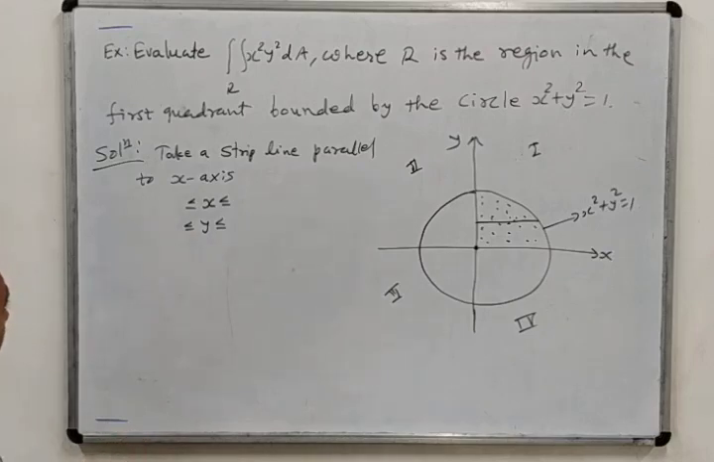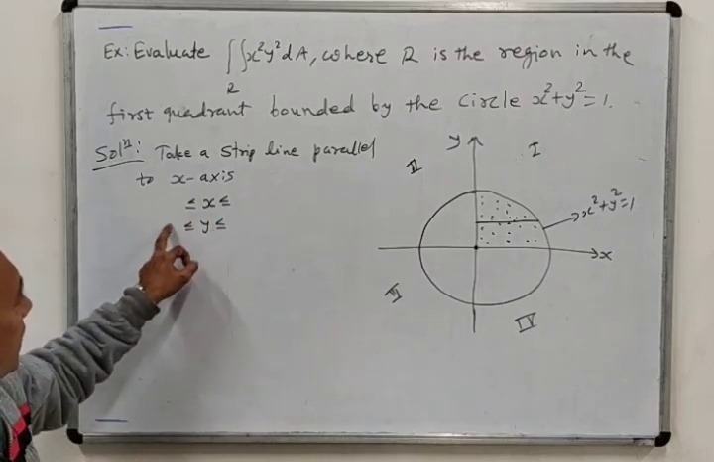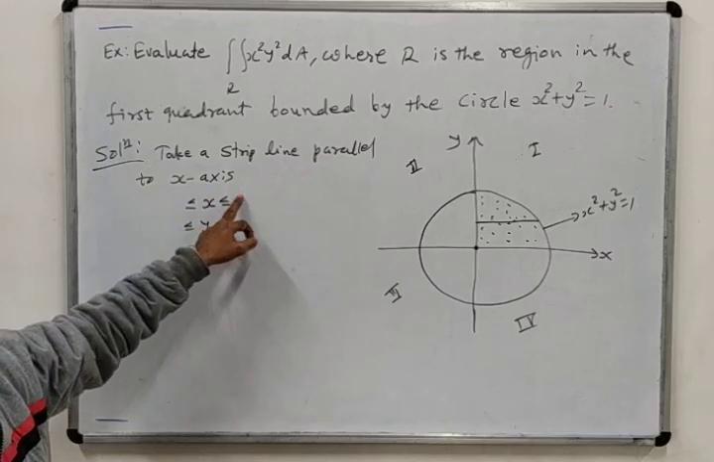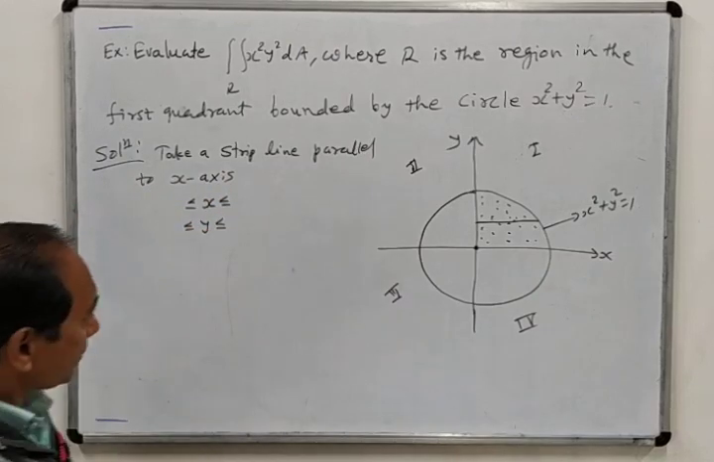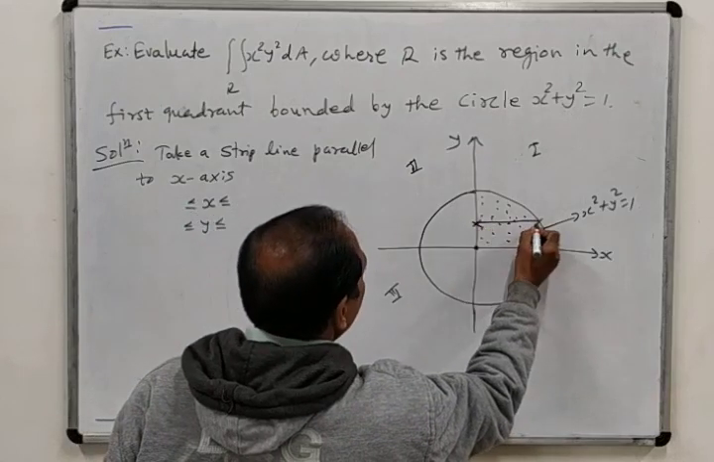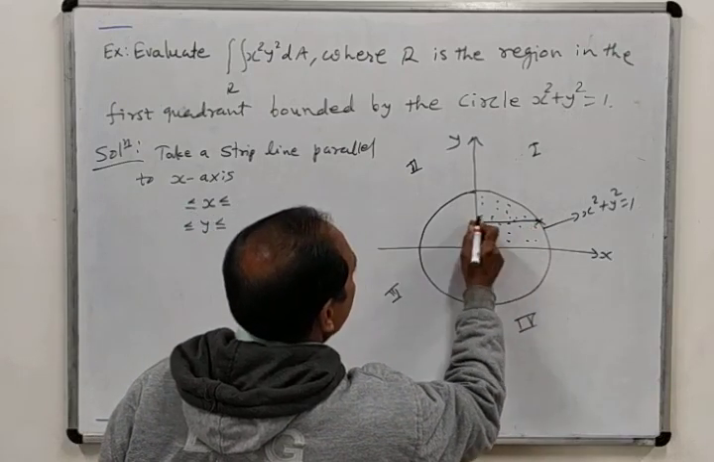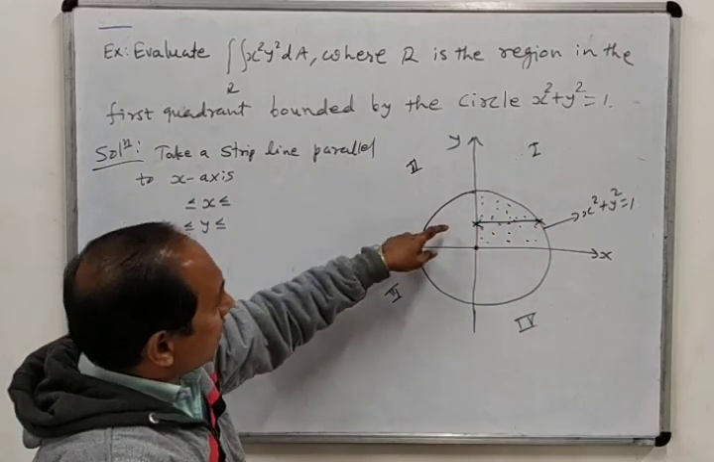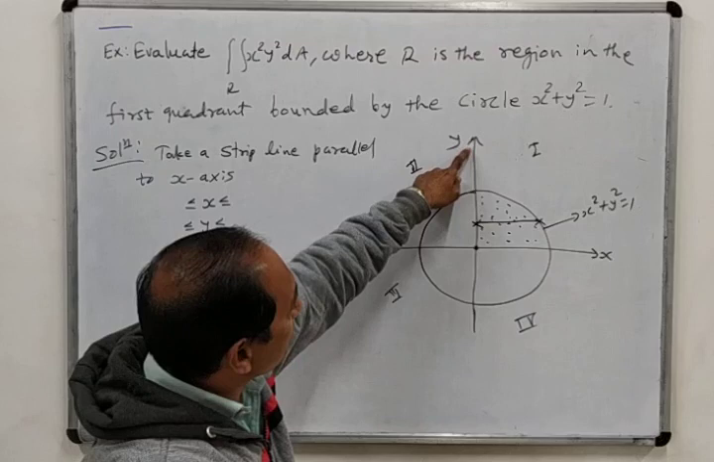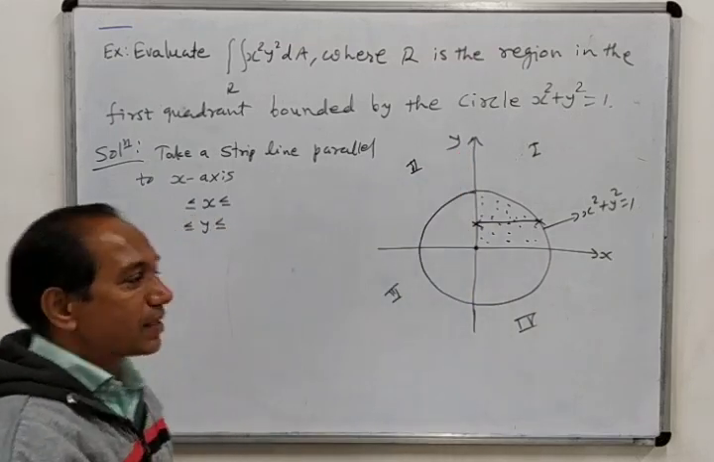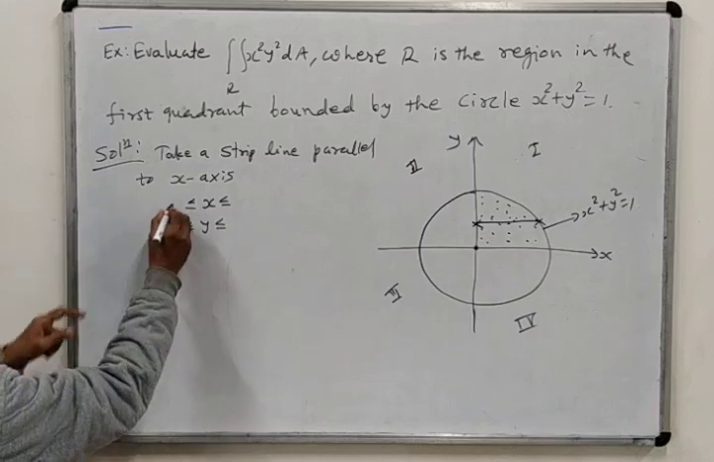And we know that the limits of the outer integral are always constants. These will be constants, but this may be a constant or a function of y. Okay. So to do this, we will have to focus on the end points of this strip line. First, see the left end point. This left end point lies on which line? It lies on the y-axis, we can see. And on the y-axis, x equal to 0.